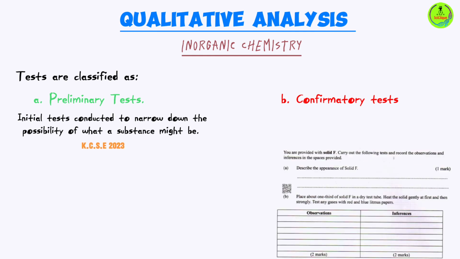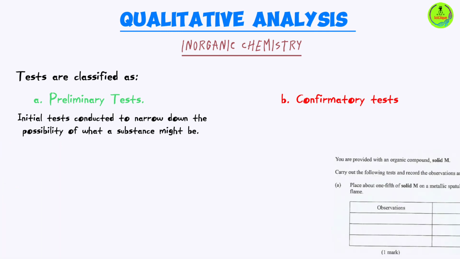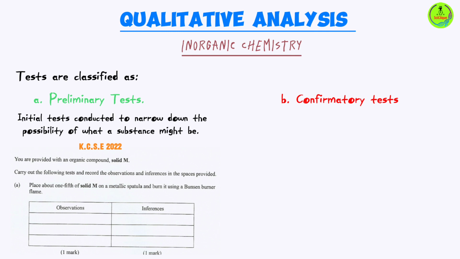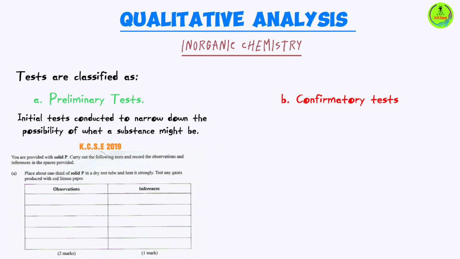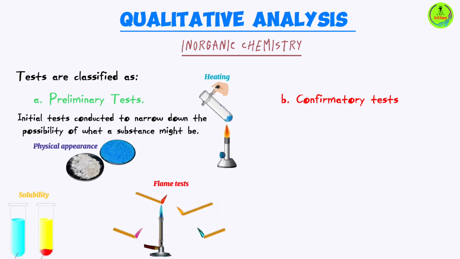Have you ever seen a practical paper and the first step is asking you for the physical appearance of a solid? Or maybe it's asking you to conduct a flame test. Or maybe adding water, to see whether the substance is soluble or not. Or maybe heating the substance. These are what are known as preliminary tests. They're just narrowing down what the substance could be.